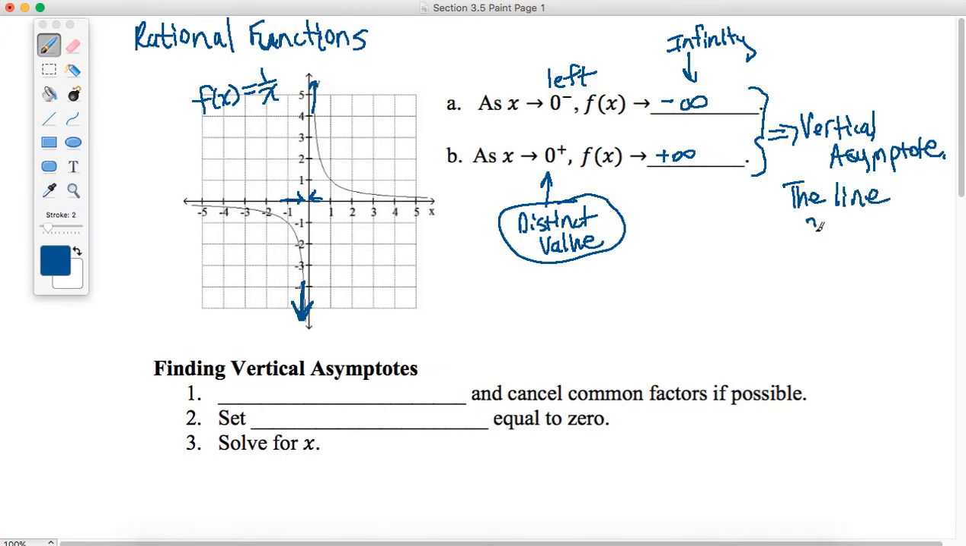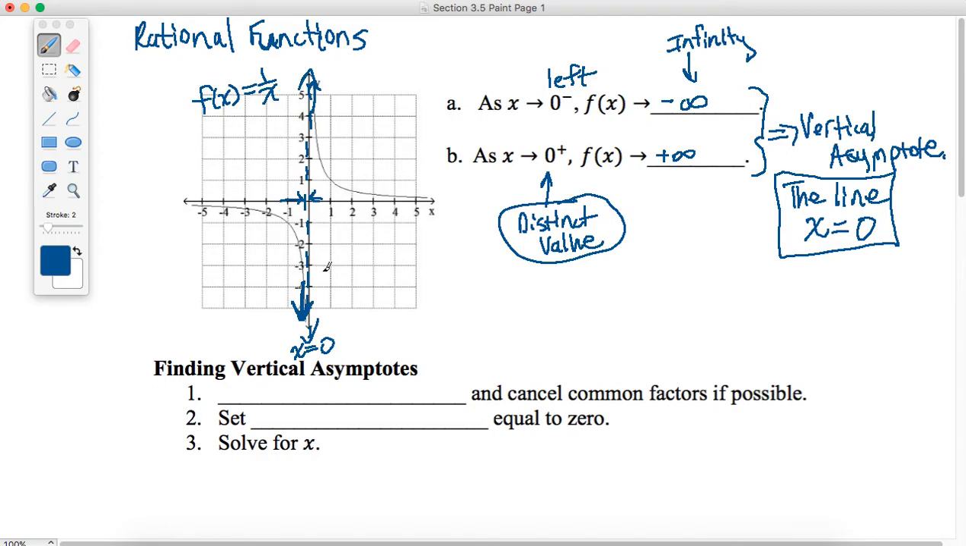All right, this is a line, so I'm going to write it as an equation. Vertical lines come in the form x equals some value, and the value that we were approaching in order for y values to approach positive and negative infinity was the line x equals 0. And so we're going to say x equals 0 is our vertical asymptote. Notice it's not just an x value, it is the line x equals 0. This is how it looks on a graph.